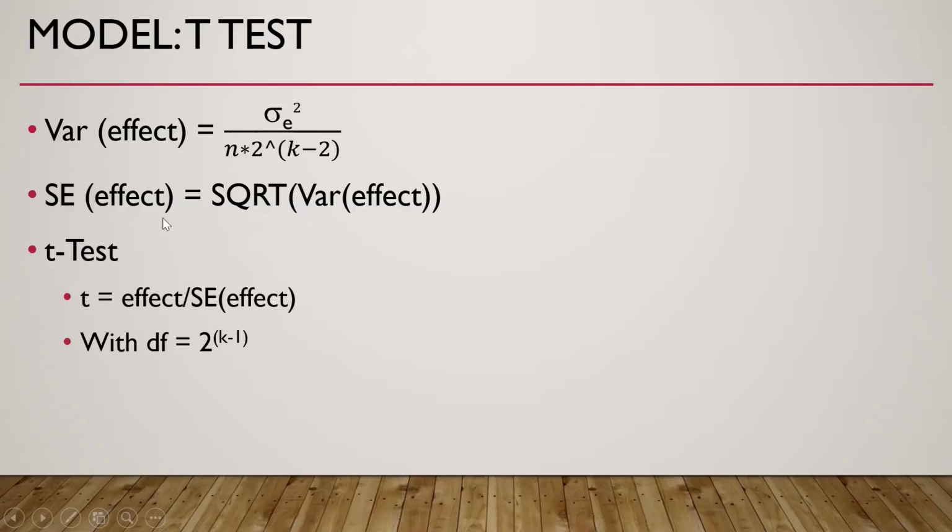Then we can do t-test also. For t-test, we calculate the variance of effect, standard error of effect, and this is how we calculate the t statistic as effect divided by standard error of effect, with degrees of freedom as 2 to the power k minus 1.